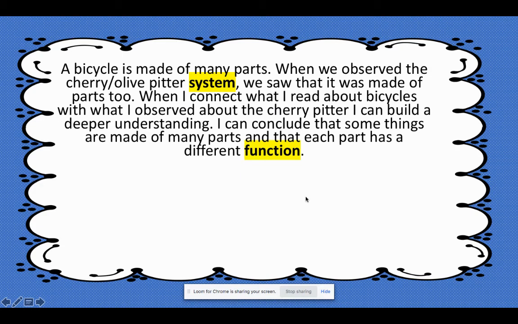A bicycle is made of many parts. When we observed the cherry olive pitter system, we saw that it was made of parts too.